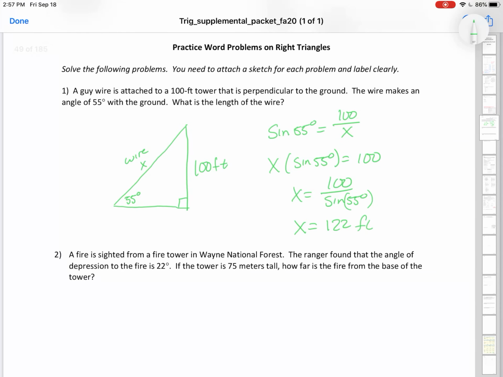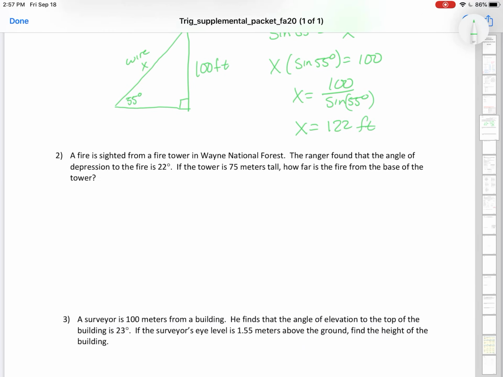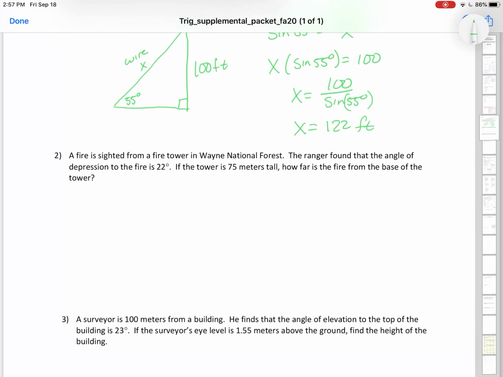122, and everything was in feet, so I'll try to be more aware of where my hand is. That's it. You're done. A fire is sighted at the top of a tower in Wayne National Forest. Way to go, Wayne. The ranger found that the angle of depression to the fire is 22 degrees. If the tower is 75 meters tall, how far is the fire from the base of the tower?